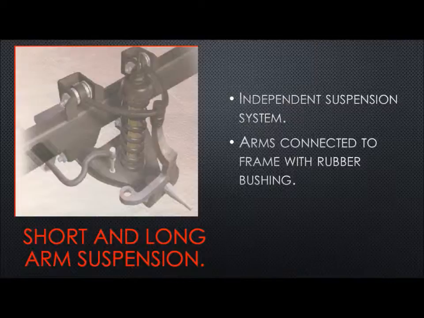Short and long arm suspension. This type of suspension provides an independent suspension system. It's very efficient, and the camber and caster angles remain fairly constant over bumps. Arms connect to the frame with rubber bushings.